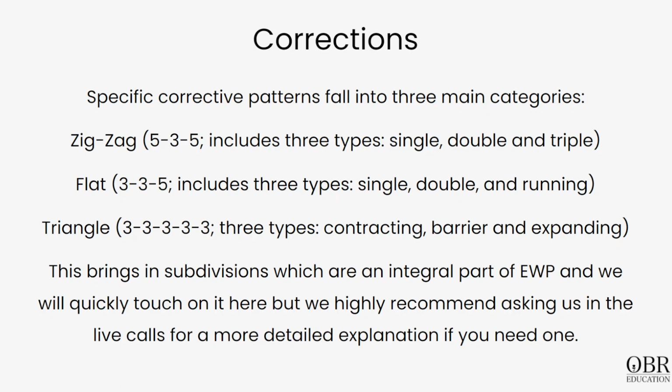Cool. And here, this is just more talking about the anatomy of how these waves form. I know we mentioned impulse waves, right? 1, 2, 3, 4, 5. Corrective waves, A, B, C. Well, there's actually complex corrections, right? And these complex corrections have different names, and they typically fall into these three categories.